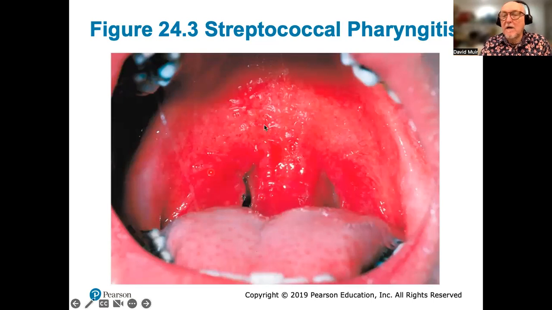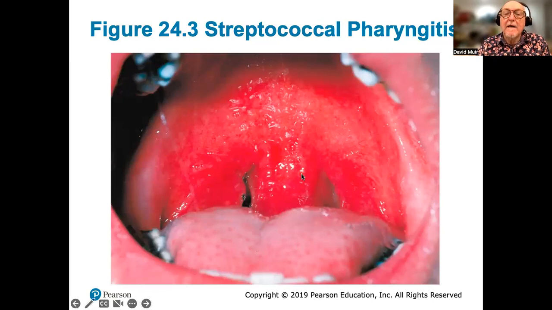This is just a bacterial sore throat. And just looking at it, you can't tell that it's Streptococcus. But whoever took the picture shows us that this really was Streptococcus. The typical inflammatory response, this bright red, swollen sore throat.